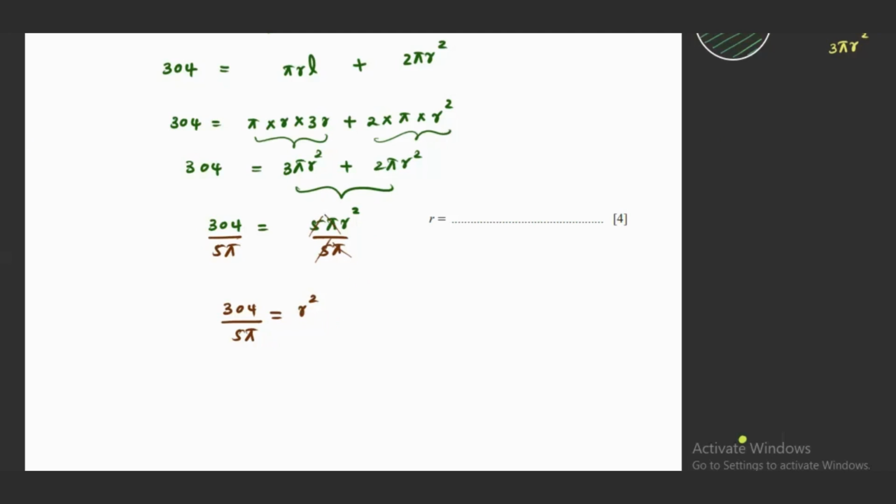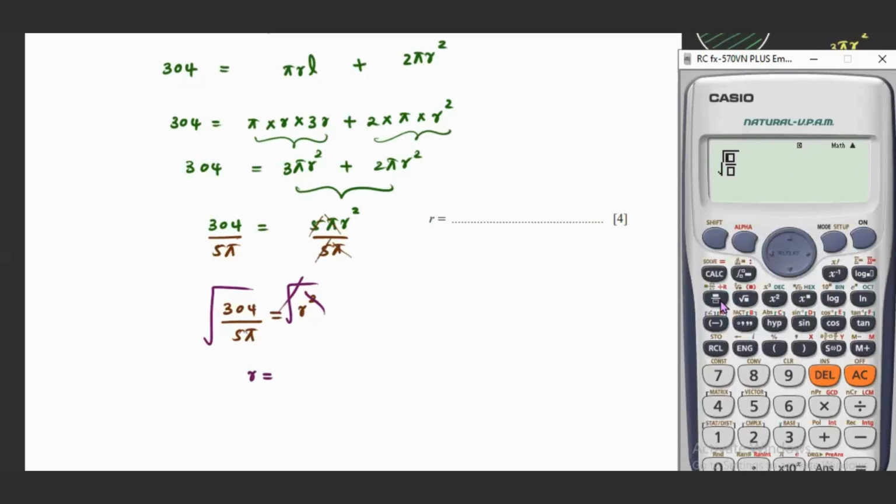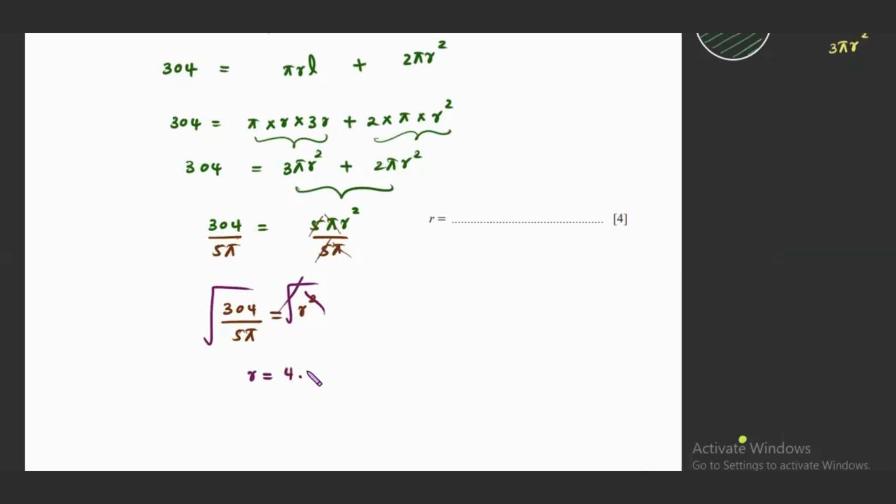So if I'm to find what r is, I need to square root the value that I get here, because only then the square and the square root will cancel out. So the square root of 304 over 5 pi is what r is equal to. So I'm going to put this in the calculator. The square root fraction, I have 304 in the numerator, and I have 5 pi in the denominator. So this is equal to 4.399, which means, correct to 2 decimal places, it will be 4.40. So I'll write it as 4.40 centimeters. This will be the value of r.